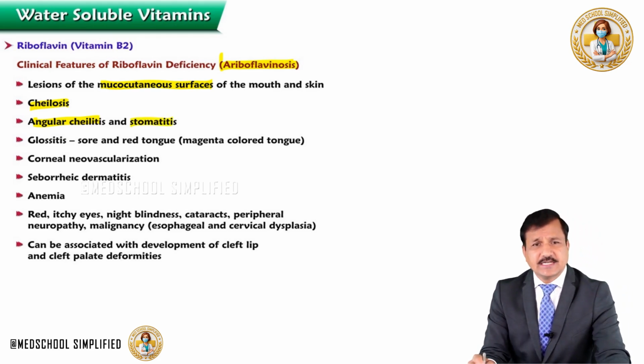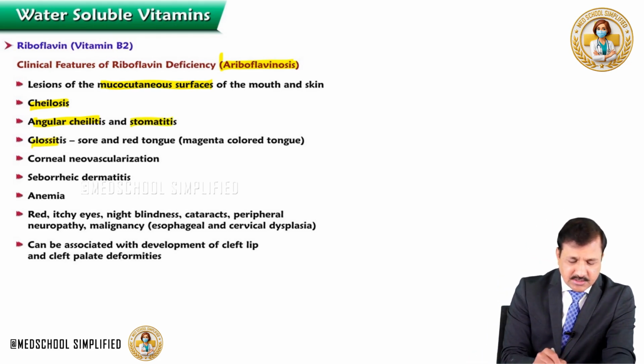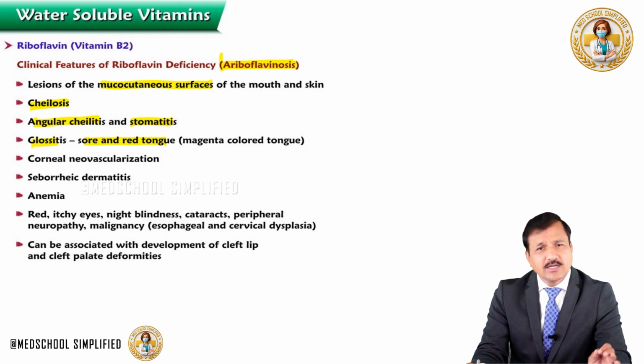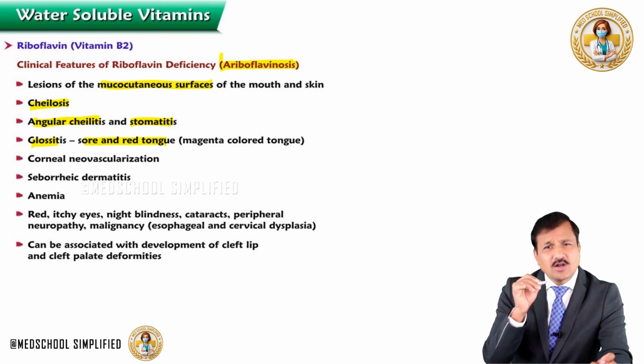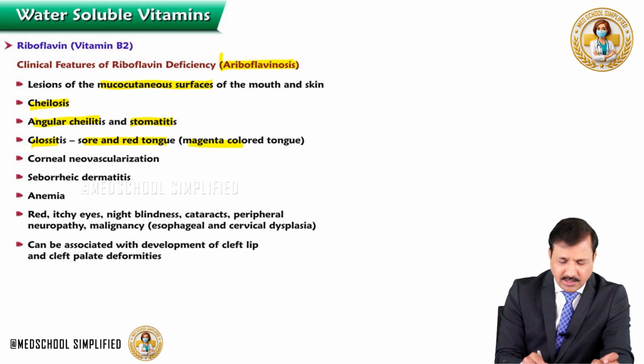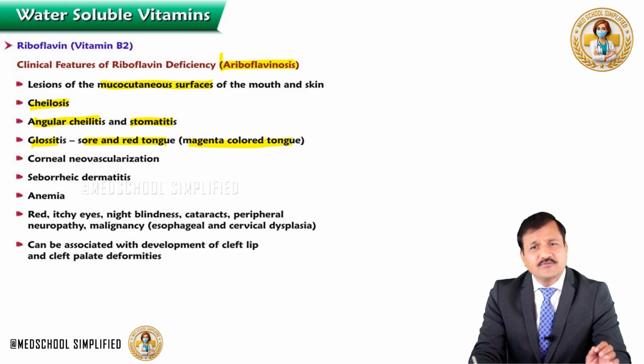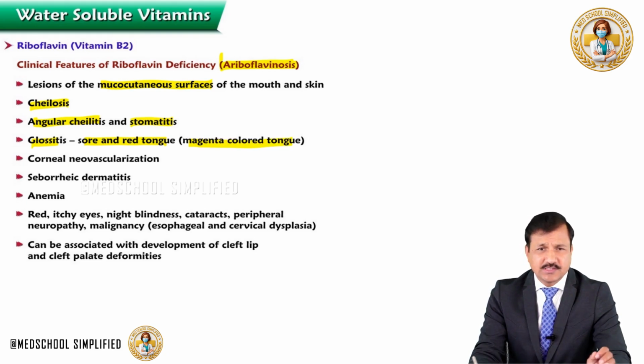And then we have glossitis. Glossitis is a sore or red tongue. And also, one of the important things that you got to remember in riboflavin deficiency is the characteristic color of the tongue, called magenta colored tongue. Remember this. The magenta colored tongue is a characteristic feature of riboflavin deficiency.